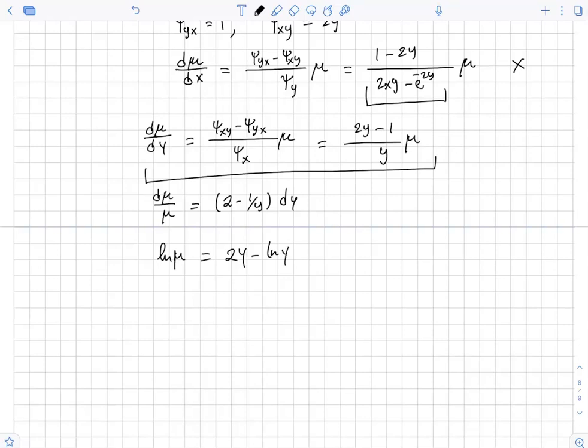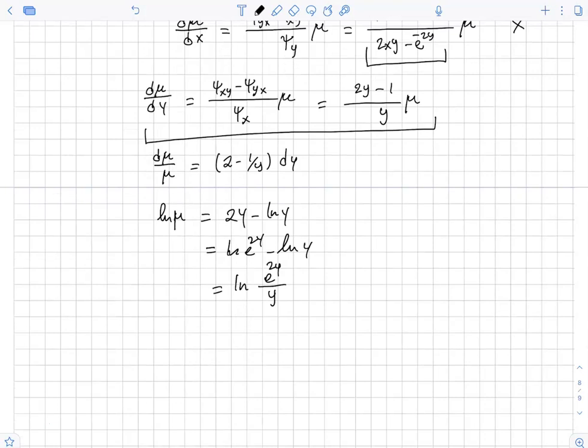Its integration with respect to y is 2y minus ln of y. Now, I have to find mu, but you have to be careful to look at some trick. So you have ln of mu equals 2y minus ln of y. This is just high school algebra. Because you have ln here, you want to convert 2y to ln, and you know that ln of e to the 2y is 2y. So you get ln e to the 2y minus ln of y, so you can use the ln formula, which gives ln of e to the 2y divided by y.